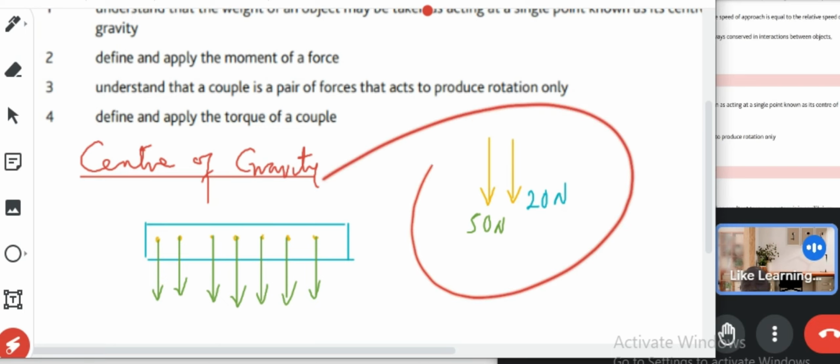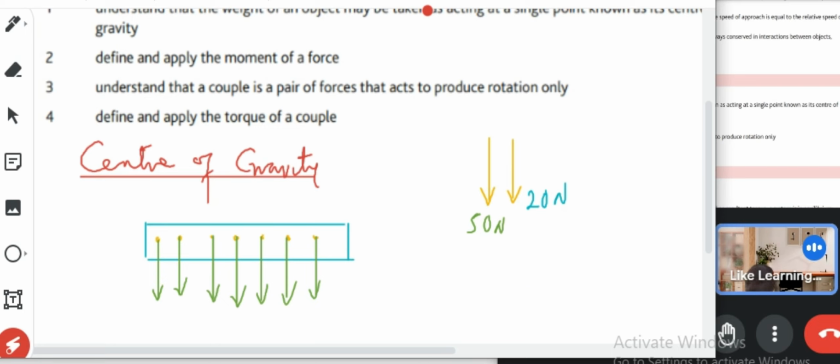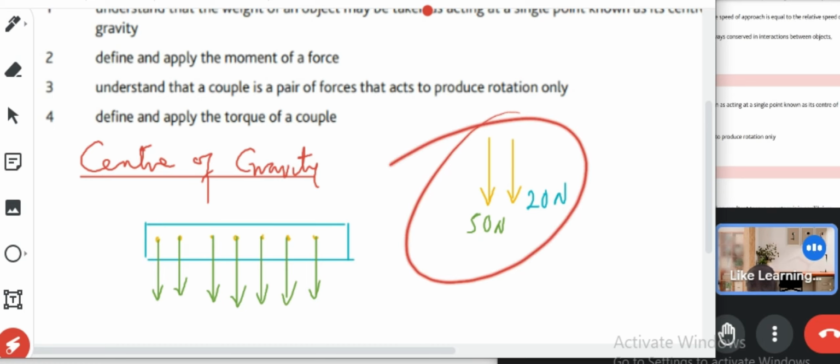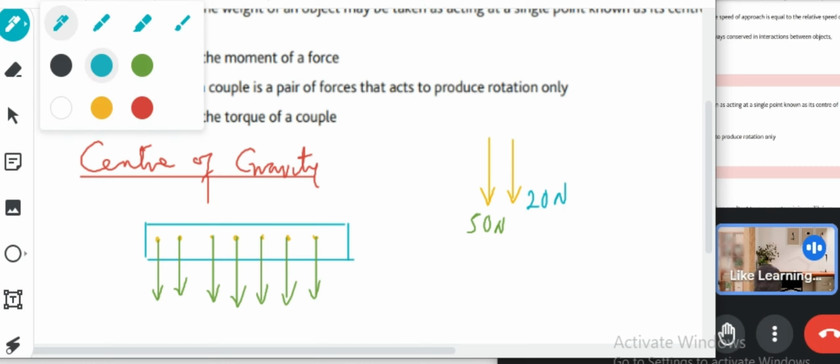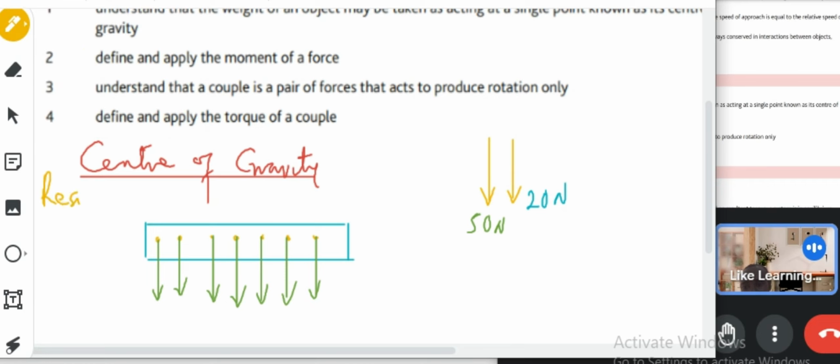Resultant force is the effective force of a system of forces. Net force, the net force. For instance, if you have 50 Newton acting downwards, 20 Newton acting downwards, what's the resultant force? 70 Newton acting downwards. In fact, when they act in the same direction, you add them up. But if they act in different directions, you subtract. So resultant force is the effective force or the net force.